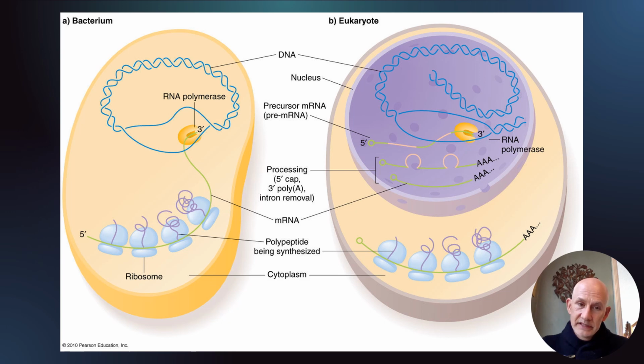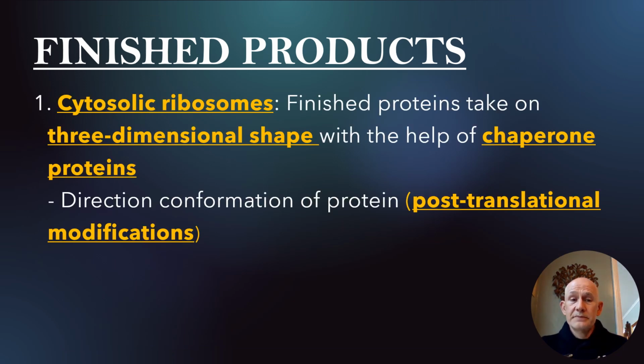Okay, so here we see the transcription and translation, in bacteria or prokaryotes, happening at the same time. You've got your polyribosome chain. Transcription and RNA processing happen in the nucleus of the eukaryote. Then the finished RNA comes out, and you can have multiple ribosomes attached, building your protein. So then your finished products: cytosolic ribosomes. These are the ribosomes that make the proteins for the cytoplasm.